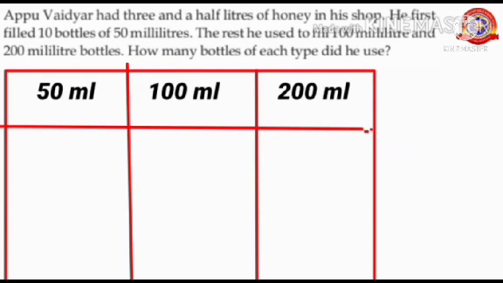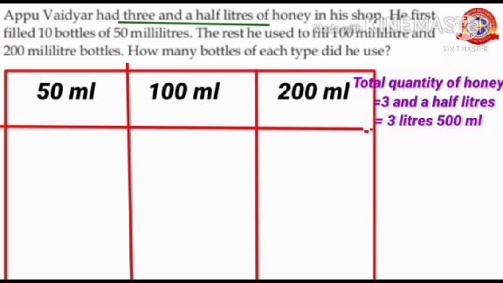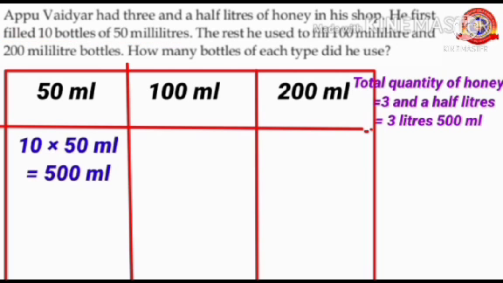Children, how much is the total quantity of honey in his shop? Yes, 3.5 liters. That is 3 liters and 500 milliliters. Here, Appu Vaidyar filled honey in 50 milliliter, 100 milliliter and 200 milliliter bottles. He first filled 10 bottles of 50 milliliters. That is, one bottle contains 50 milliliters of honey. Then 10 bottles contain 10 times 50 milliliters. That is, 10 into 50 milliliters equals 500 milliliters.